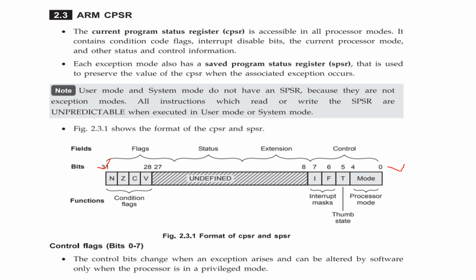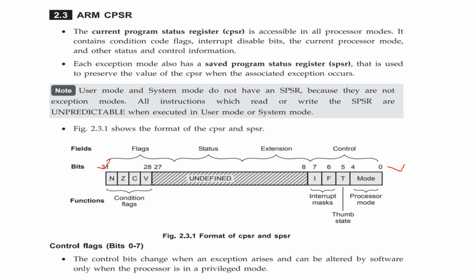Bit number 5 is assigned for thumb state. ARM CPUs can also execute thumb instructions, which are basically 16 bits long. We'll see this in the coming slide, where it is mentioned in detail. Then bit number 6 is for fast interrupt request. Bit number 7 is for interrupt request. Both combined together are called interrupt masks.